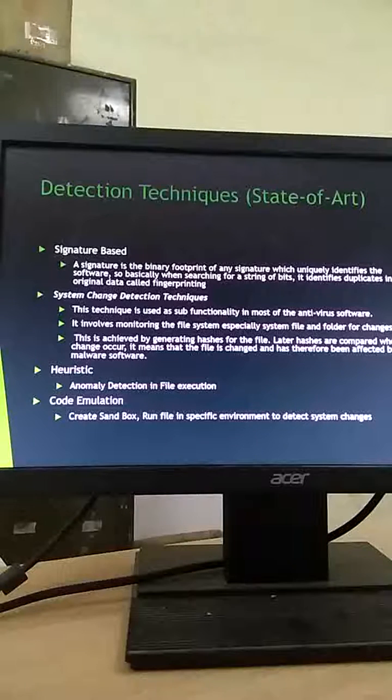Heuristic detection checks for alarms in file execution and code emulation.